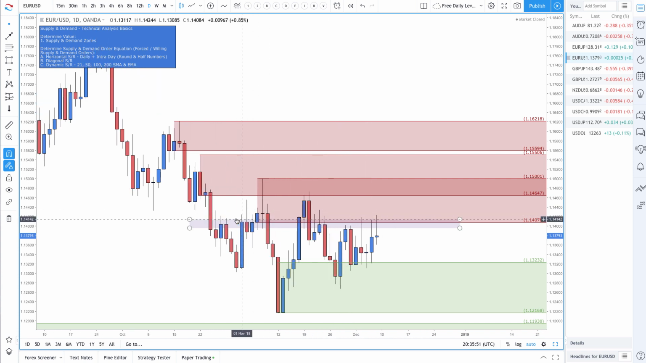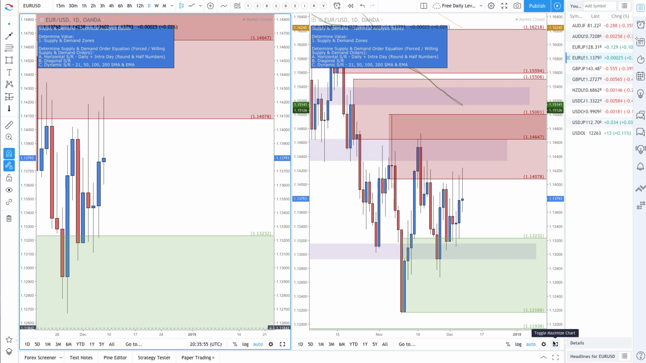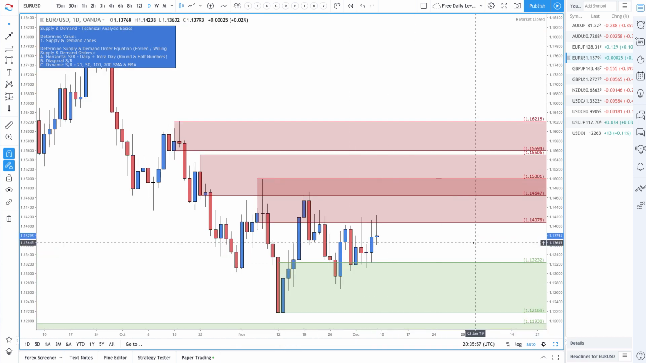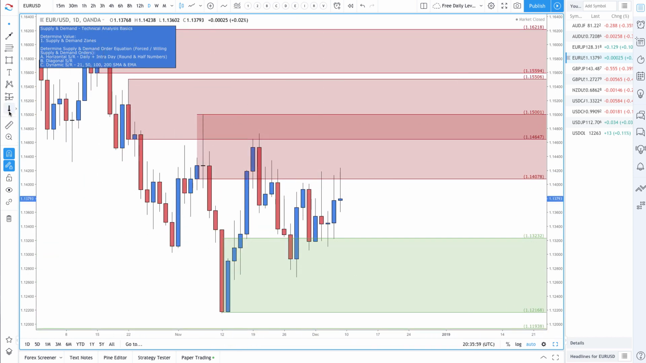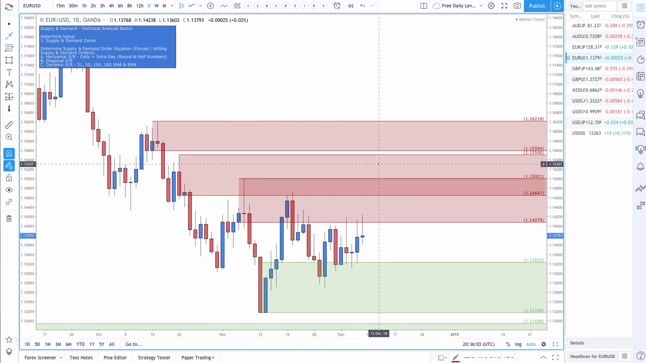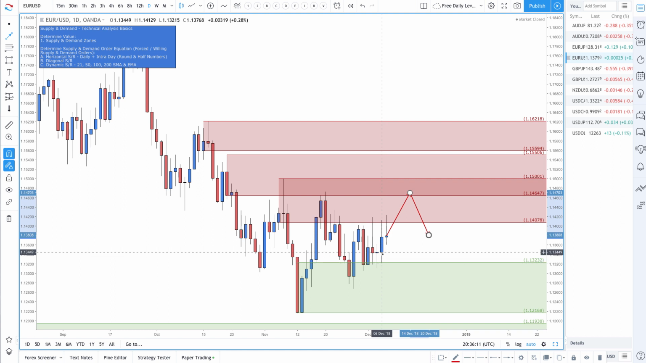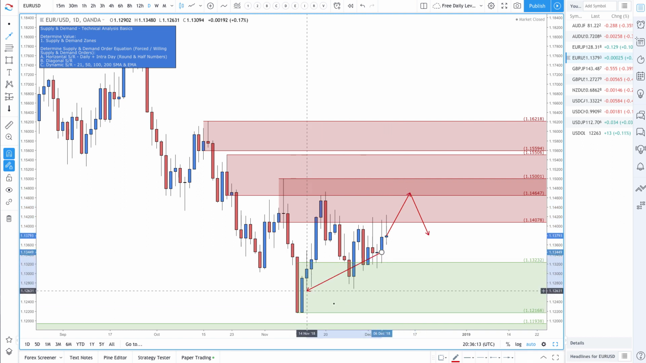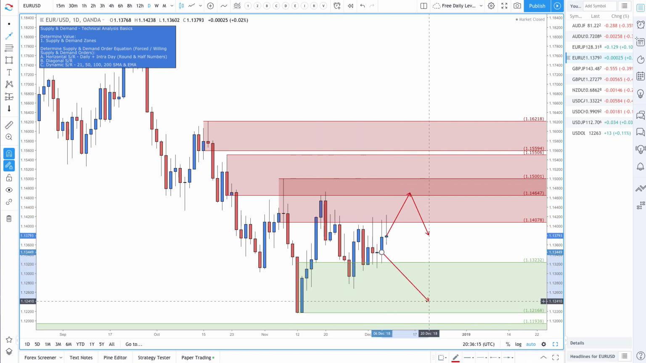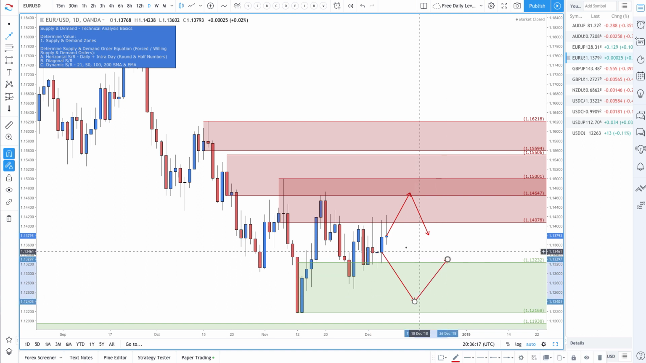Delete that. Let's delete this as well. All right, so from a supply and demand perspective, we're really in between this area of supply and demand, right? So probably looking for any sell trades around this area here, and again looking for buy trades probably around here if you're looking to buy the euro.